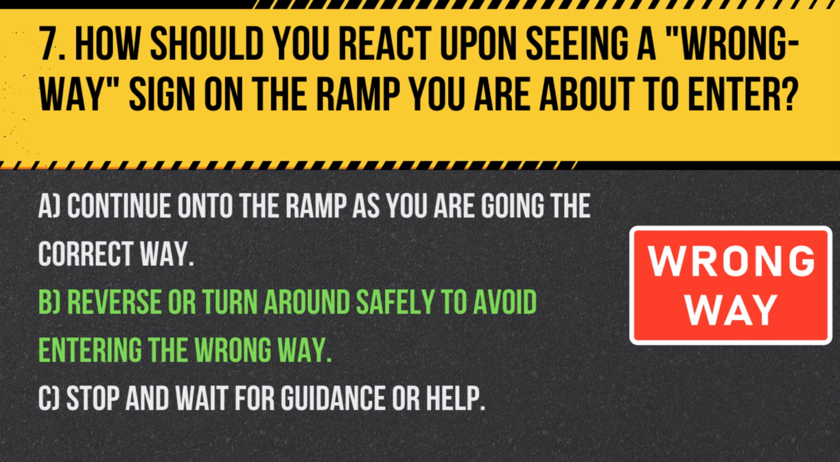Answer. B. Reverse or turn around safely to avoid entering the wrong way. Entering a ramp the wrong way can lead to serious accidents.